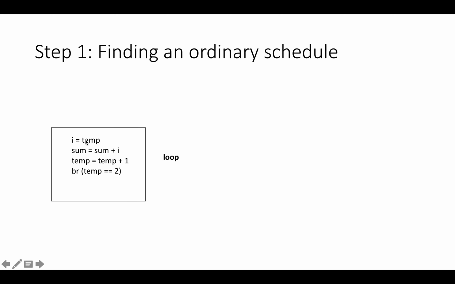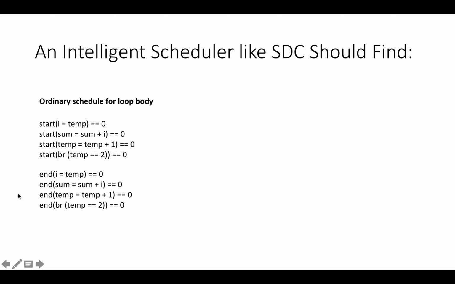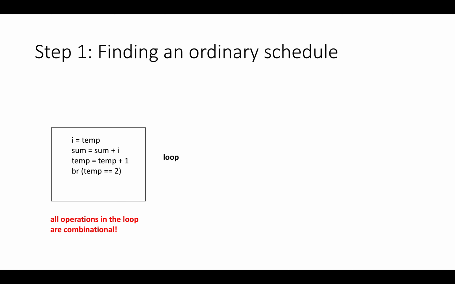And if you look at each of these operations, you'll notice this is an assignment, which in hardware just corresponds to connecting two wires. This is an add, which is a combinational operation, since it's an integer add. This is another combinational operation because it's an integer add. And this is an integer comparison, which is a combinational op. So all of the operations in the loop are combinational. So actually a combinational circuit that completes in 0 cycles can find a schedule for this loop.